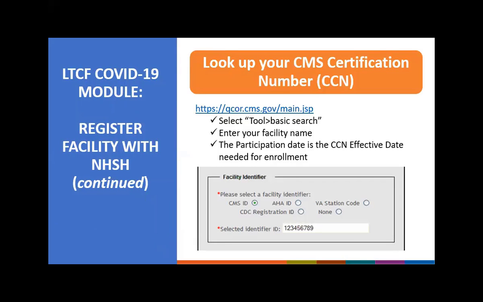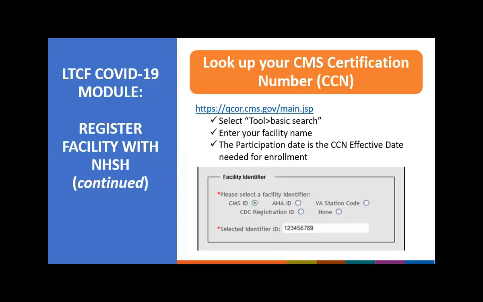Okay, so next, I wanted to give you the link. If for some reason you don't know your CCN number, there is a link that you can go into to look up your facility, and it should provide you with your CCN number as well as your participation date, and NHSN calls that the CCN effective date. So if you look that number up during this process, go ahead and not only write down the CMS certification number, but write down that effective date as well, or that participation date, because you will need that in a later process of enrollment. So go ahead and write both of those down and have them for the enrollment piece of the process.